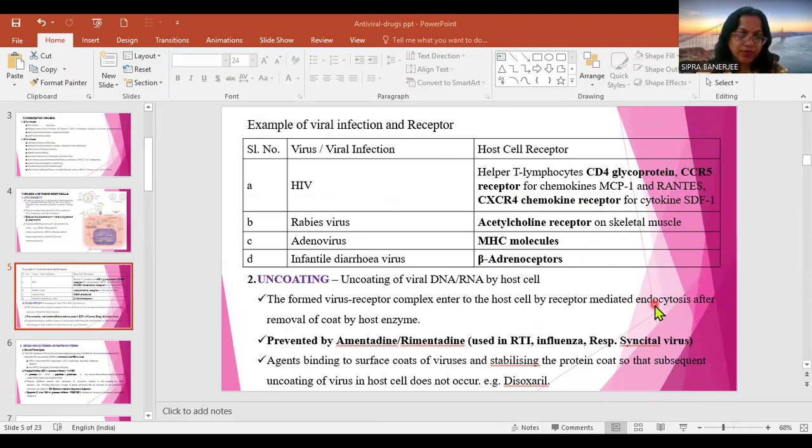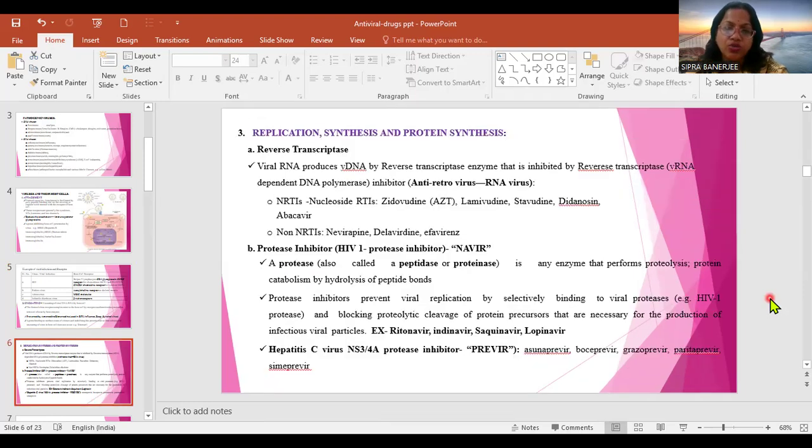Now coming to uncoating, the uncoating of the viral DNA and RNA by the host cell. First of all, the virus is attached to the host cell and they uncoat their genetic material. This type of uncoating can be prevented by amantadine and rimantadine. These are the drugs used in respiratory tract infection, respiratory syncytial virus, different influenza, cough, cold. This problem can be caused by different viruses, influenza viruses. But we are using different antiviral drugs as well as antibacterial drugs also.